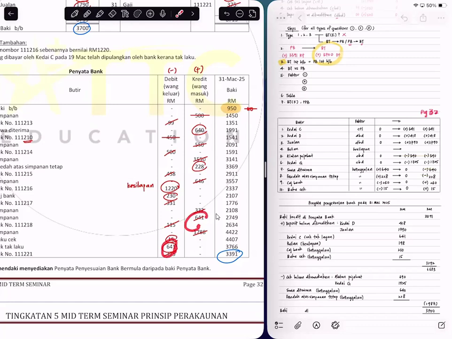Did we really record this transaction in Penyata Bank? No, there's no impact at all. That knock off the transaction already. So they reverse everything already. So these two is the one that knock it off. So can I say that this check is not recorded in Penyata Bank because knock off already, no impact at all already.